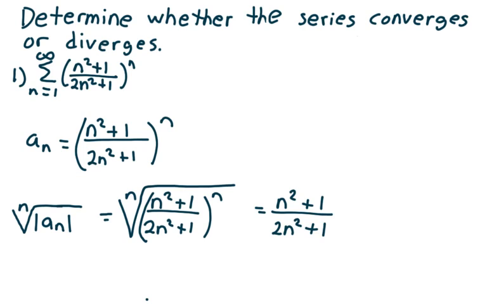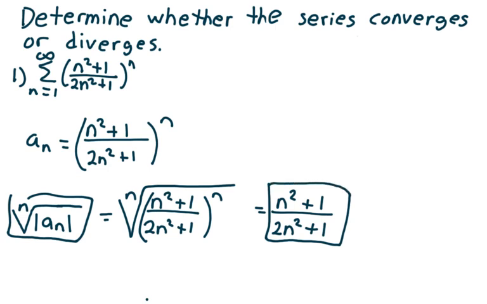Suppose we have the summation from n equals 1 to infinity of (n squared plus 1 over 2n squared plus 1) to the nth power. a sub n is (n squared plus 1 over 2n squared plus 1) to the n. The nth root of the absolute value of a sub n, that's this guy right here, is equal to the nth root of (n squared plus 1 over 2n squared plus 1) to the nth. But you're going to be left with n squared plus 1 over 2n squared plus 1.